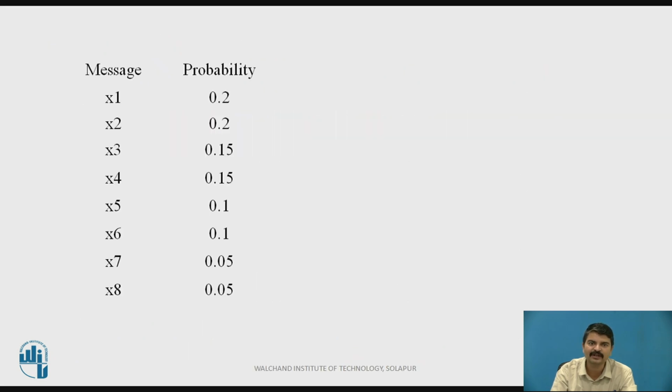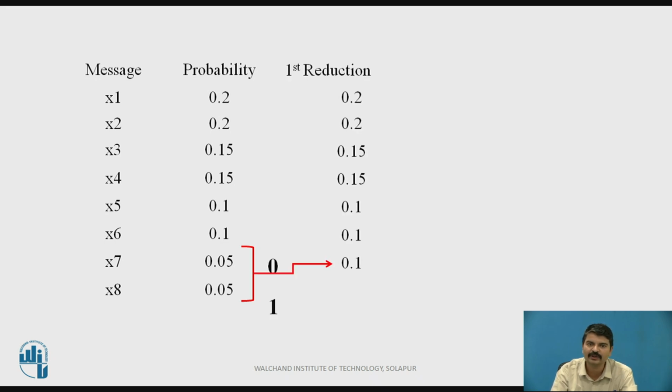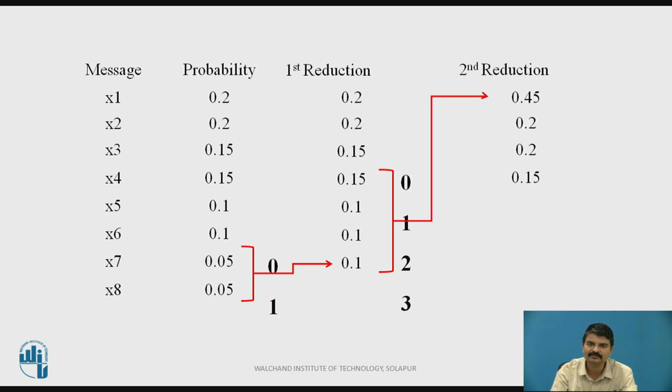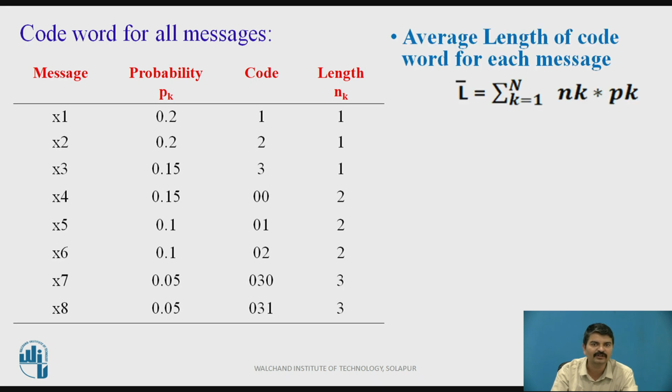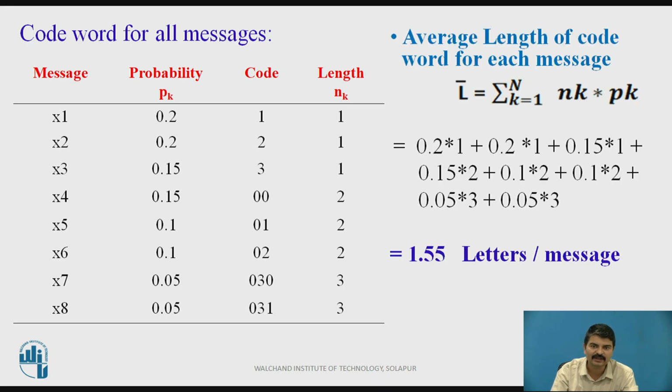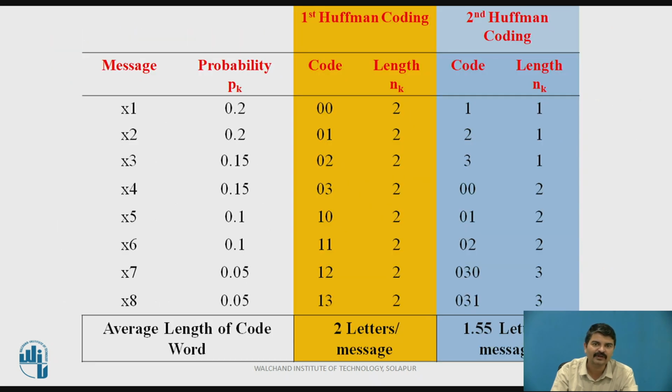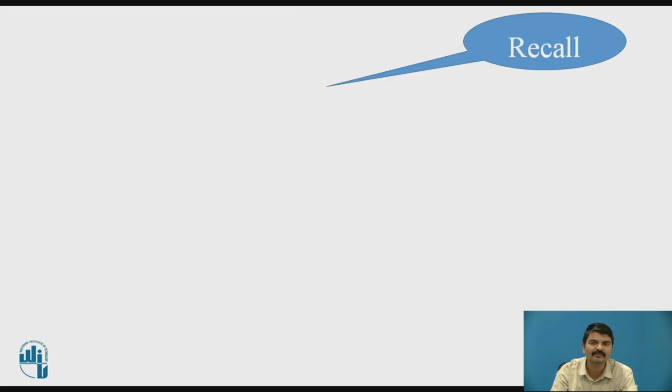When we consider the second method, what do I have to consider? I have to consider only 2. Means for the last 2 messages I consider 0 and 1, and I follow the same method. You can see here, then 0, 1, 2, 3, and then this one. After applying this method, see what happens. Now there is a variation in the code length, and after the calculation I get the code length as 1.55 letters per message. Means whenever I consider the first method, the average length is 2, and whenever I consider the second method, the average length is 1.55 letters per message.